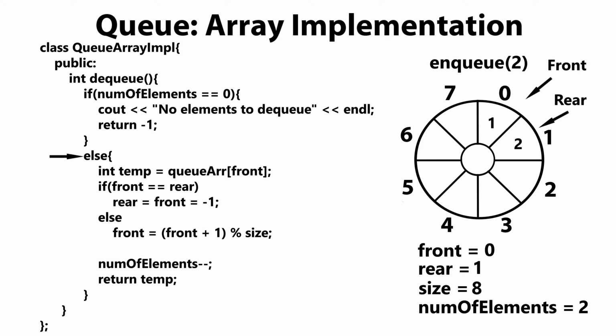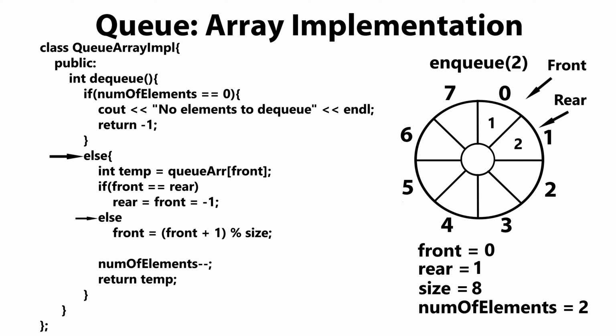Otherwise, if we reach this point, that means there's either one or more elements within our queue to dequeue. So the very first thing we're going to do is save whatever data is within the front of our queue. Next, we're going to check to see if front is equal to rear. If front is equal to rear, that means there's only one element within our queue. So we're just going to set rear and front equal to -1. And if you remember from our one argument constructor, we initialized -1 to indicate that our queue is empty. So since there's only one element within our queue and we're dequeuing, that means our queue is going to be empty. So that's why we set it to -1.